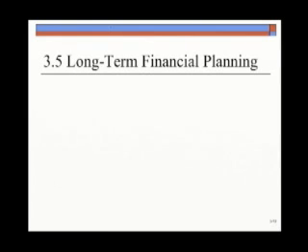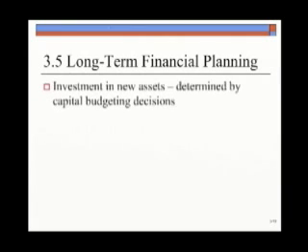Now we'll talk about long-term financial planning. There are four major categories of long-term financial planning that we will deal with over the course of the semester. The first is investment in new assets. When should we buy an asset? When should we make the investment? And that's determined by capital budgeting. We're going to start in about chapter 6, 7, 8, 9, those chapters. We're going to talk about capital budgeting.